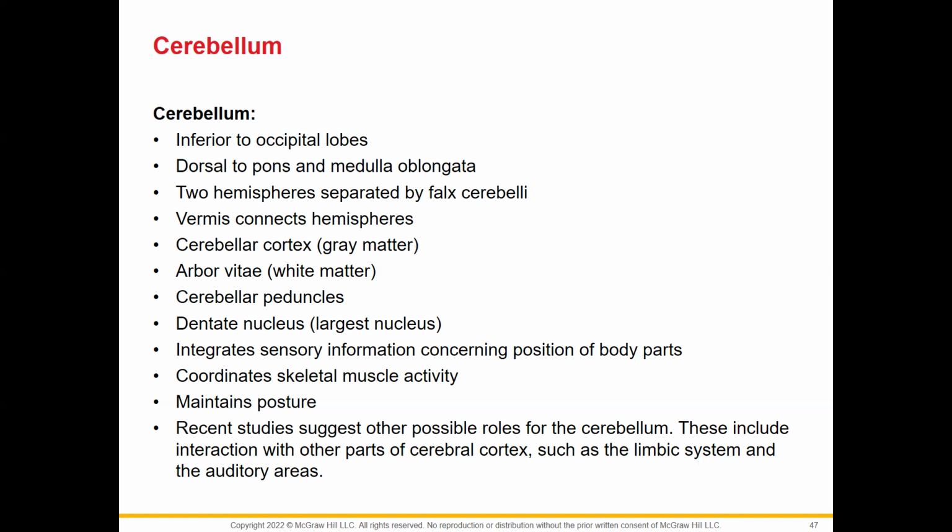The cerebellum coordinates skeletal muscle activity. It's not that it helps the skeletal muscles move, but what it does is coordinate those movements so that you can actually function. It helps you to maintain posture. Recent studies suggest that there are other roles of the cerebellum. They are still studying those roles, so it's still in development, but these are not the only functions of the cerebellum that research is finding.